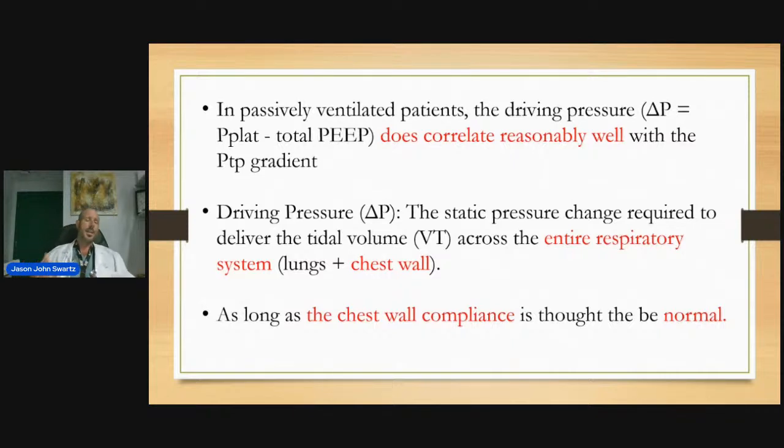But we do have to take into consideration that the driving pressure that we're looking at has to do with the entire respiratory system, meaning that this drive pressure, this pressure differential, is to expand the lungs as well as the chest wall. So as long as the chest wall compliance seems to be normal, then these two, transpulmonary pressures and delta P's, drive pressures, correlate well.